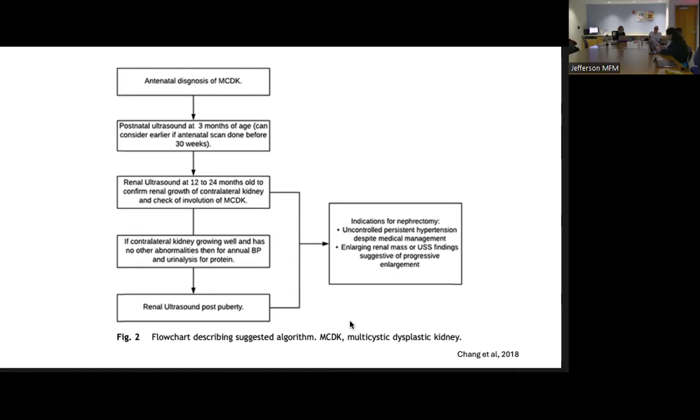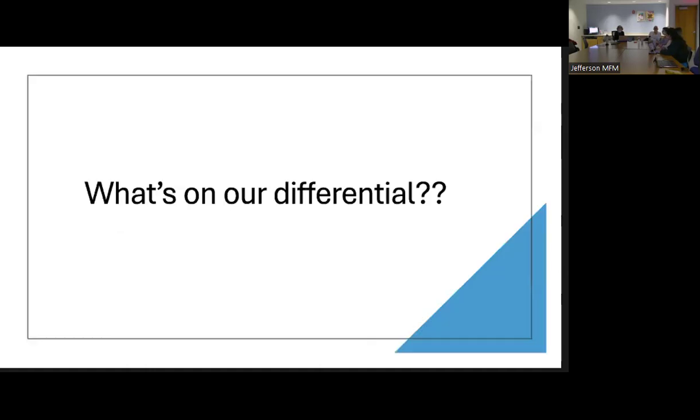Again, indications for nephrectomy. This used to be very controversial, but now is much established as uncontrolled hypertension, enlarging mass, et cetera. We just talked about.